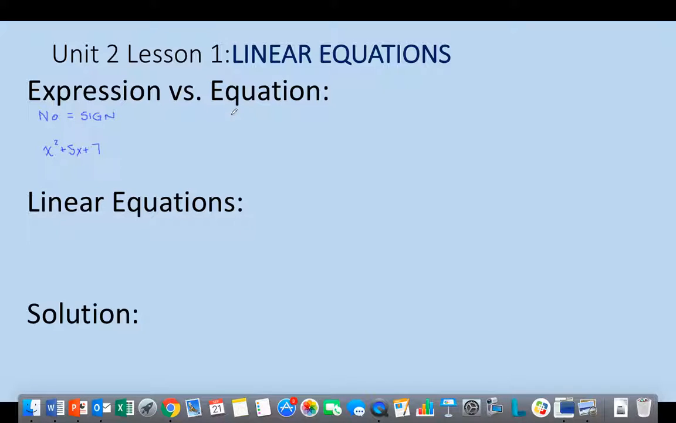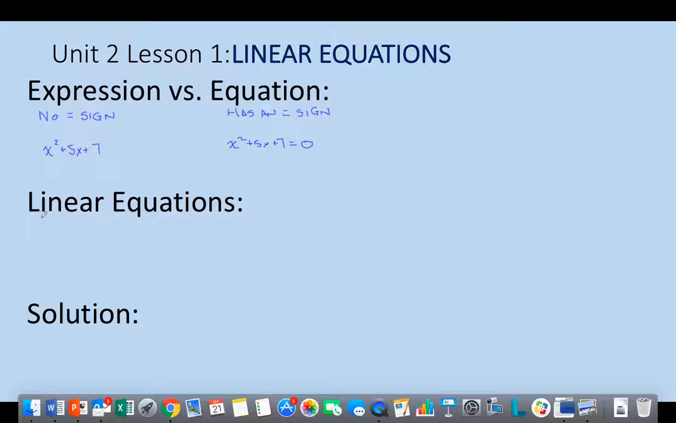An equation has an equal sign. And it could look very similar, x squared plus 5x plus 7, but now we say this is equal to something like 0. And now I've got a whole different set of things that I can do. Primarily, if I have an equation, I can solve an equation, which means you will have a solution.